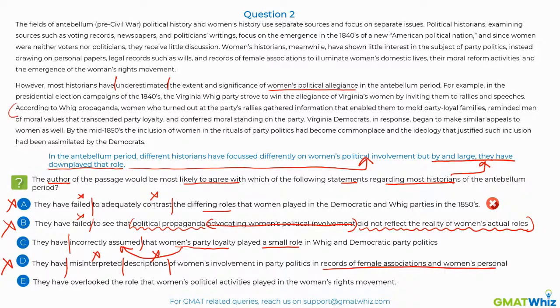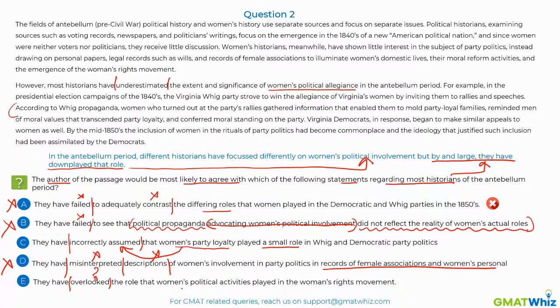They have overlooked, okay, I can kind of make peace with overlooked, although overlooked is a strong word. Overlooked means totally ignored, but we are saying they underestimated. So I'm like, they have acknowledged, but not to the extent they should have. Anyways, I'm still okay with overlooked, although I'm putting a question mark here.